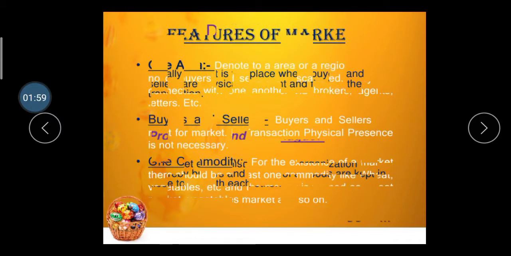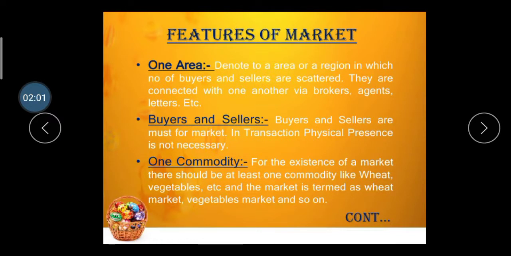Then, what are the features of market? First, area. It denotes an area or region in which any number of buyers and sellers are scattered. They are connected with one another via brokers, agents and letters. So these are the features of market.